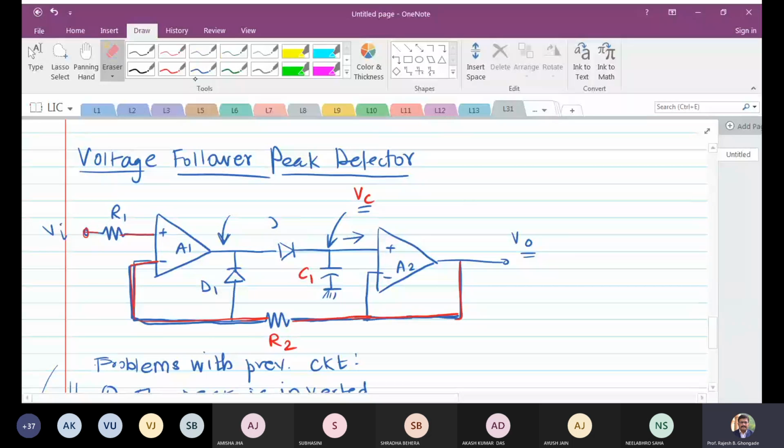When VI is greater than VC, D2 is forward biased, and A1 behaves like a voltage follower, and then VC gets charged to VI. So C1 gets charged to the peak value, whatever is the VI over there. Now when VI falls below VP, that is the peak value.